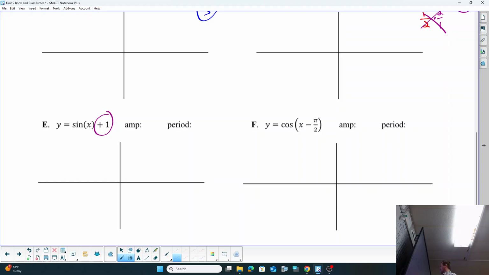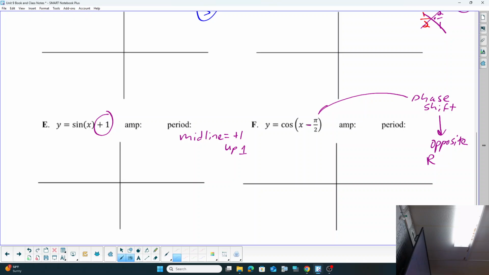So our midline would be another thing to write down. And our midline there would be +1. So that would be up 1. And then this is something else. This is the phase shift. And the phase shift is opposite because it's inside the parentheses. So you think negative, so you think left, but it's actually right.